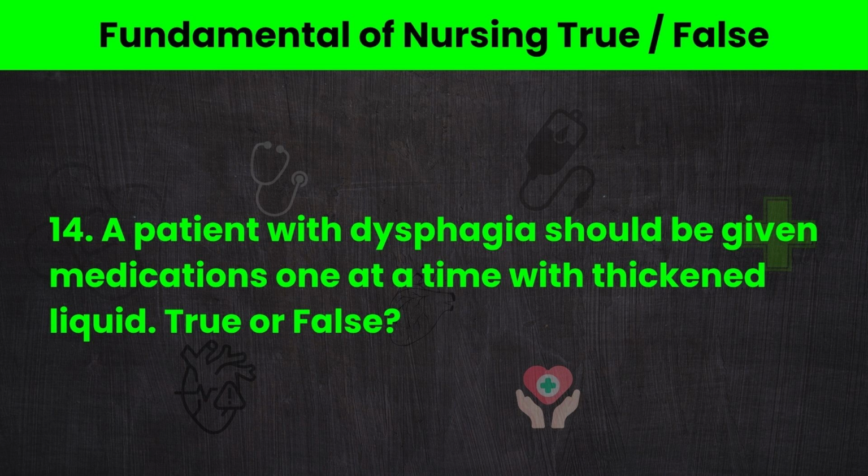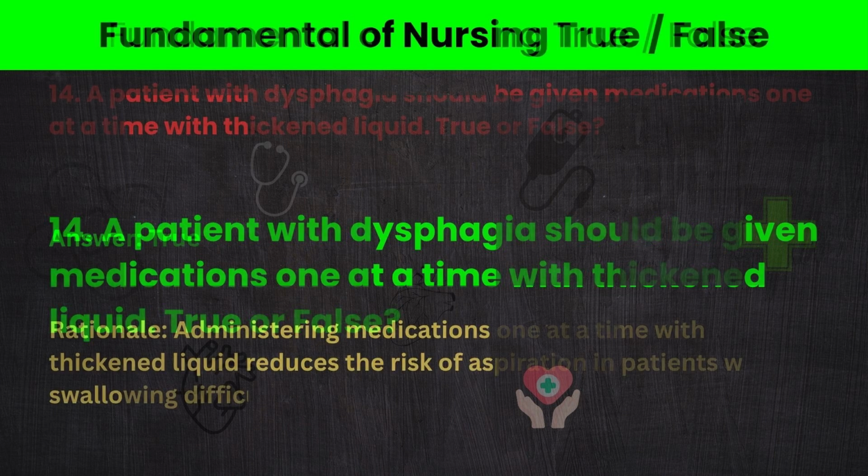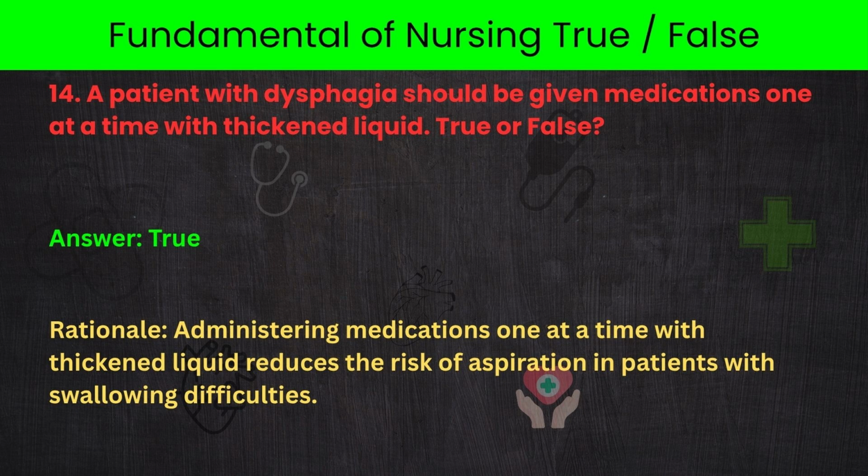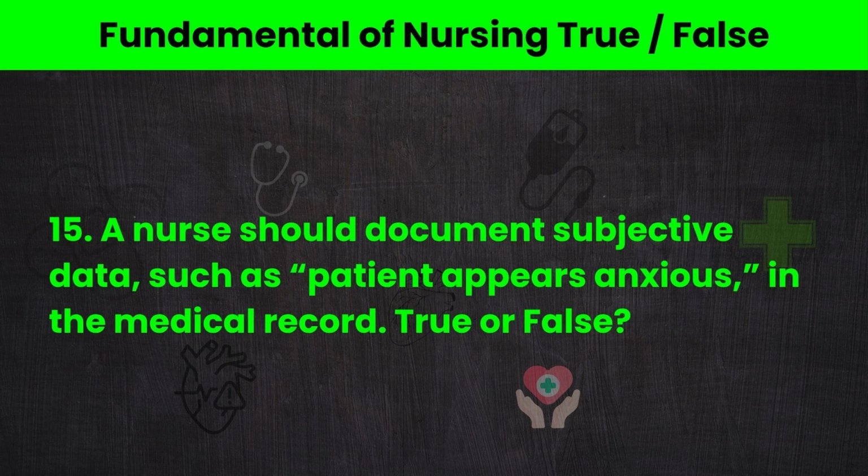14. A patient with dysphagia should be given medications one at a time with thickened liquid. True or false? Answer: true. Rationale: administering medications one at a time with thickened liquid reduces the risk of aspiration in patients with swallowing difficulties.